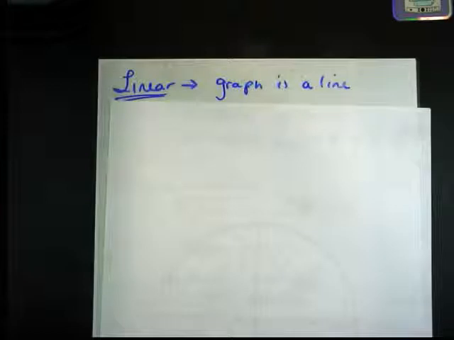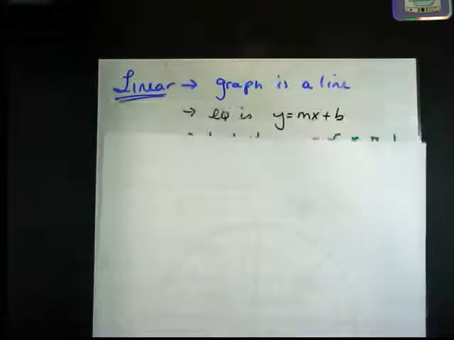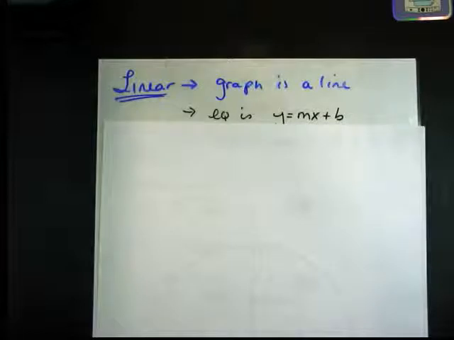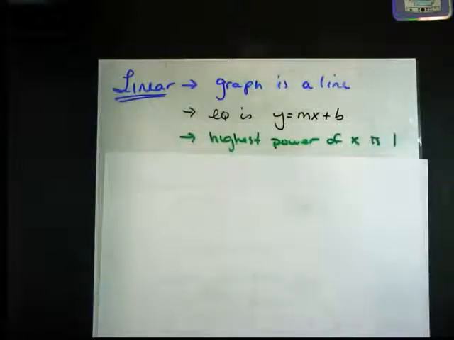Linear means the graph is a line. The equation of a line is y equals mx plus b. This should be something you are already familiar with, this format of the equation. And every single time we have a line, the highest power of the equation will be 1.